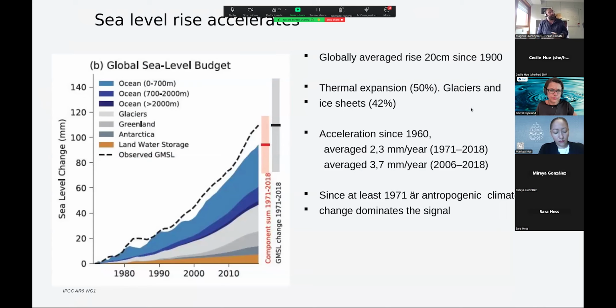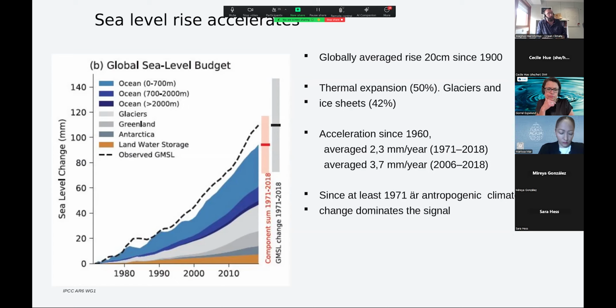And today we have a good, or I would say even a very good view of not only how much the sea has risen in the last 100 or so years, but also how these different components have contributed to it. So the globally average rise since about 1900 is about 20 centimeters. Roughly half of it is thermal expansion, and roughly 40% of it is from glaciers and ice sheets. And the remainder is from smaller processes.